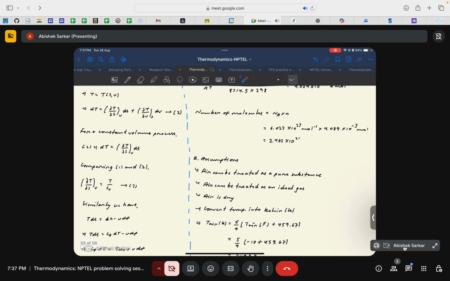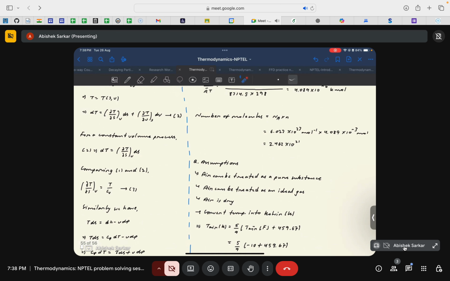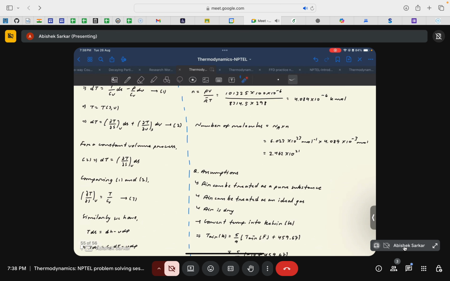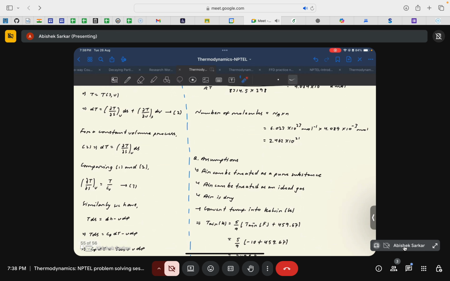Similarly, from the definition of enthalpy, we can write Tds is equal to dh minus VdP. So let me give you a task: find out how I wrote it. The clue is that I started from H is equal to U plus PV. Starting with this relation for a constant pressure, tell me how I found this out. I got Tds is equal to dh minus VdP.